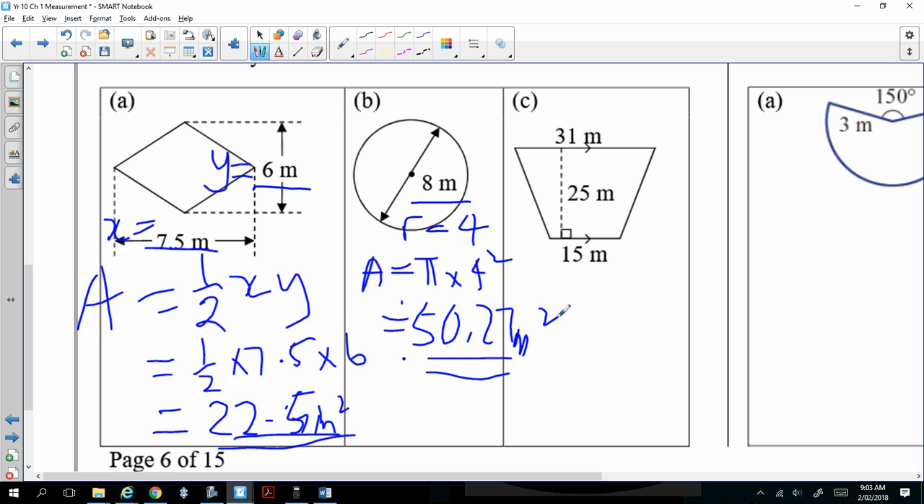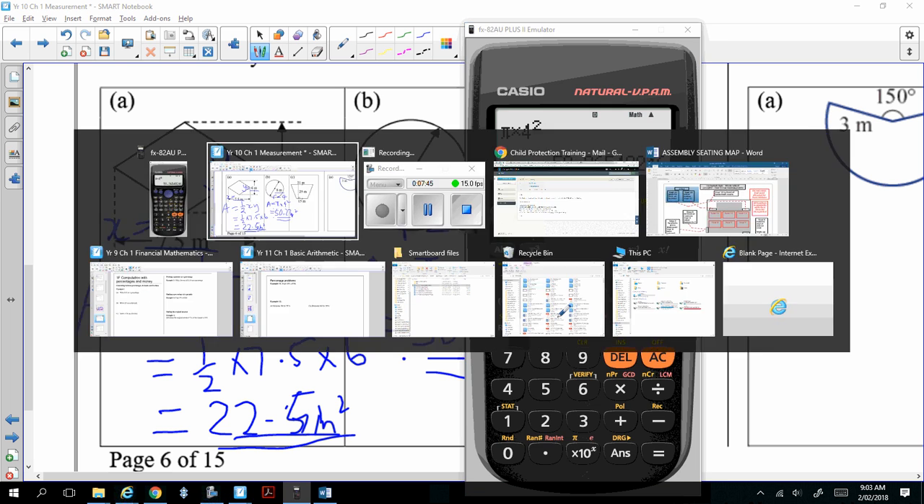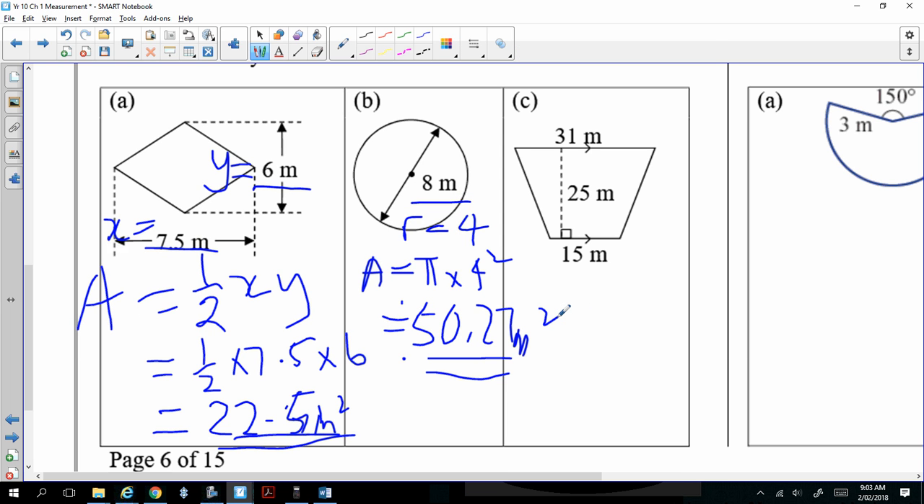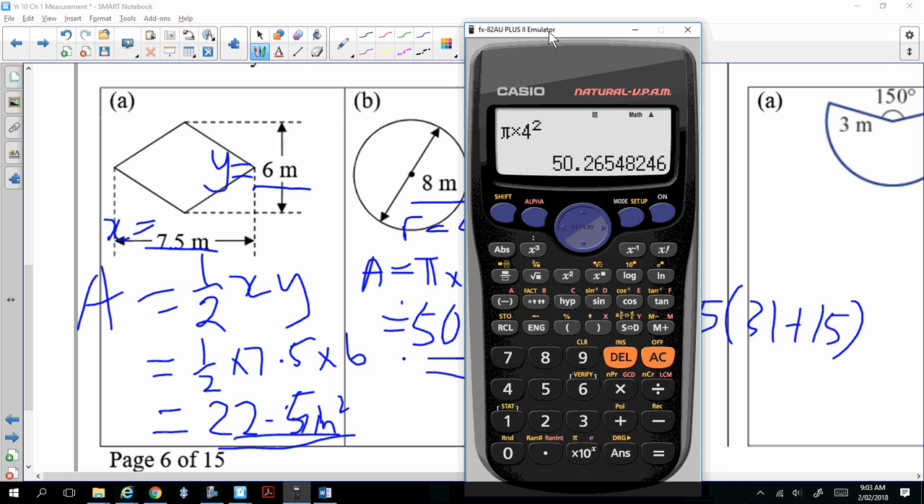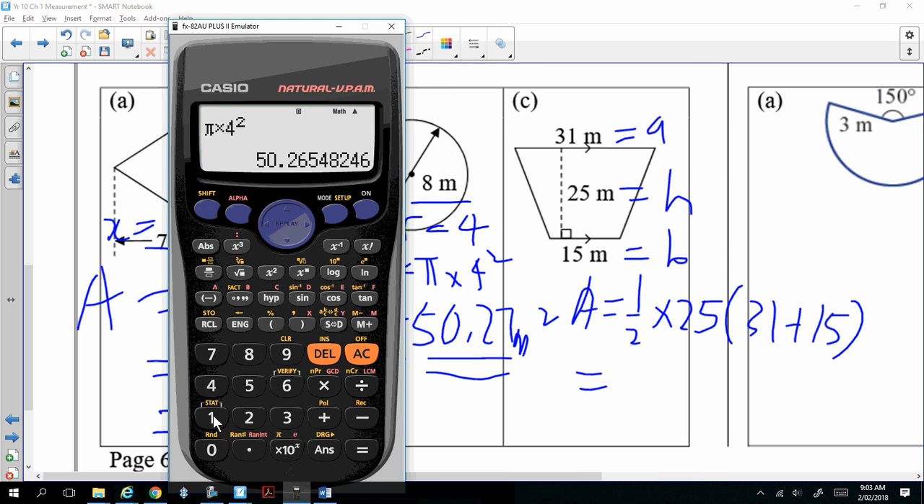Next one, you say trapezium. So the trapezium is, this is your height. Yep. This is A, this is B. Which one's A and B doesn't matter. You'll get the same answer. So you go half times the 25. Half times 25, bracket 31 plus 15. Which you can just do on a calculator. So you can do half divided by 1 over 2 times by 25 times by bracket 31 plus 15. Close bracket equal 575 is the area.